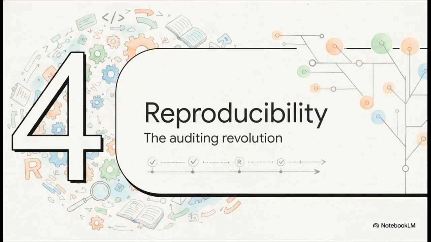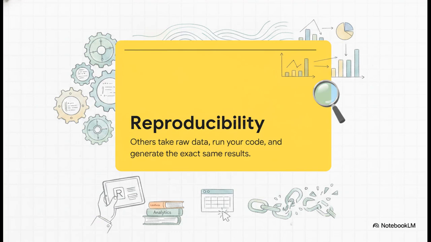All right, let's move on to Section 4, the reproducibility revolution, and see how this analyst-first philosophy builds into the absolute superpower of modern scientific research. First, let's clearly define a very important concept. Reproducibility is the ability for someone else to take your raw data, run your code, and generate the exact same results.